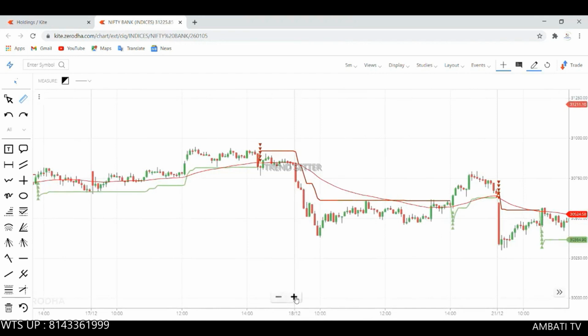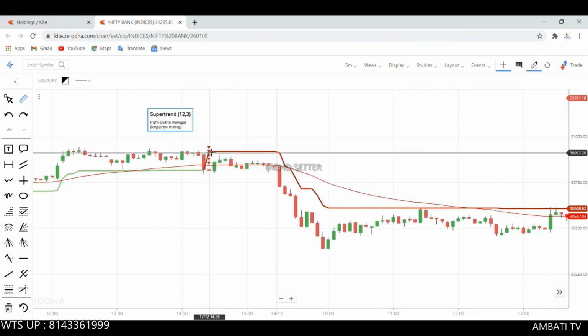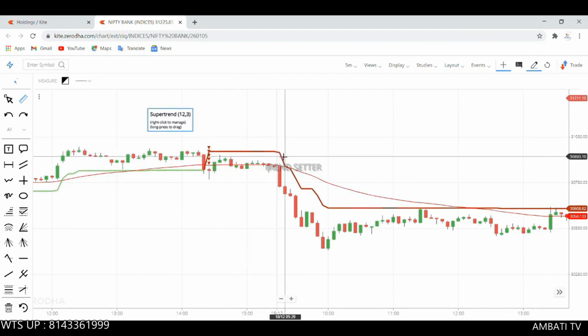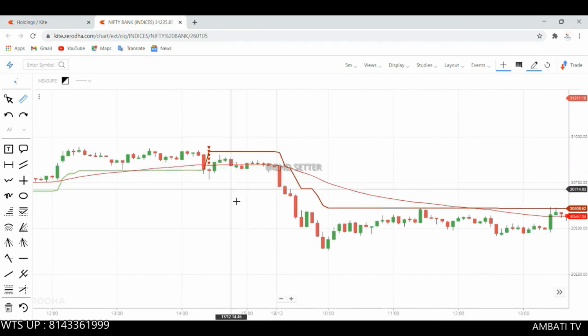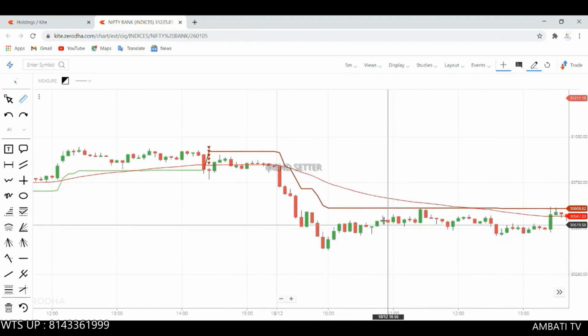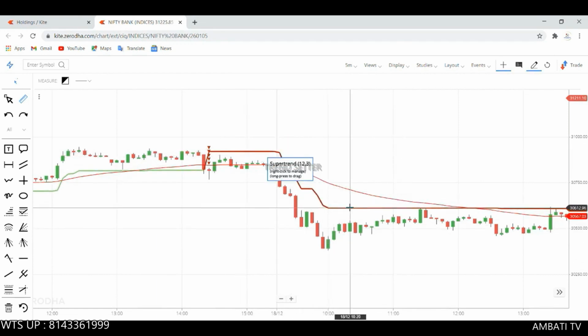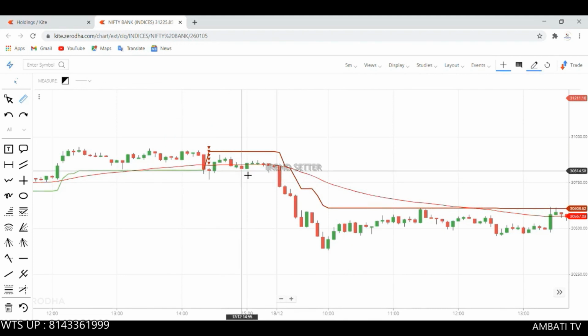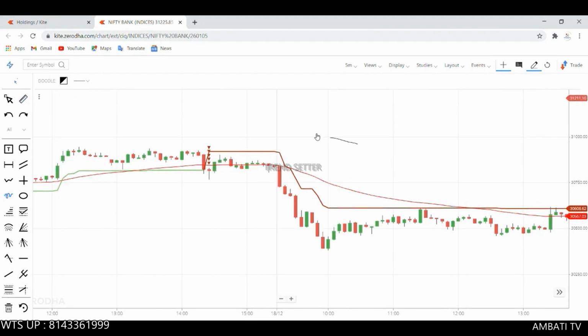For a perfect entry you need to understand this. See over here, this is a downtrend. So here I will only take the sell entry. Why? Because the trend is a downtrend. So I will ignore every buy opportunity in this area. Which area? Can you see over here? This is the downtrend area.